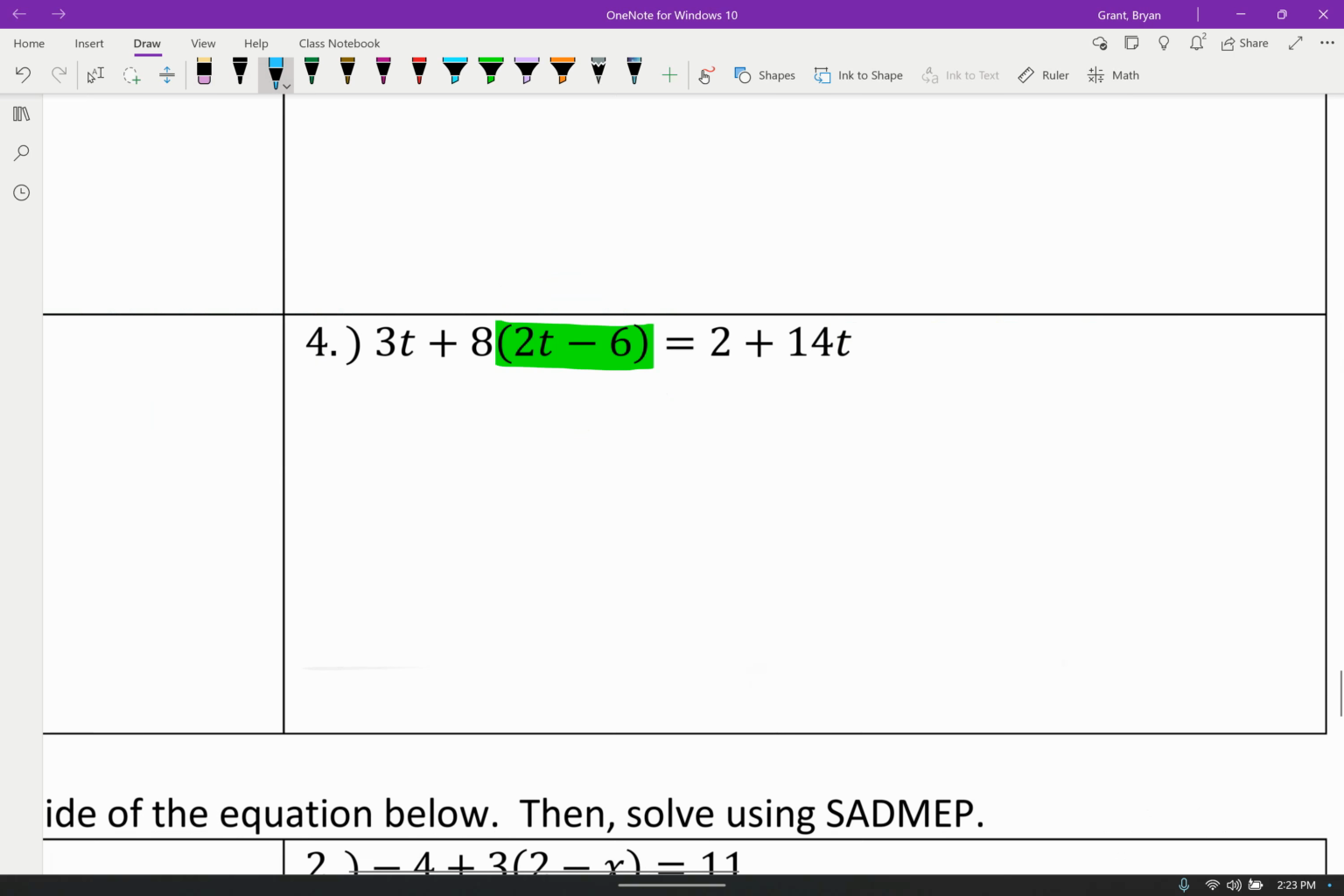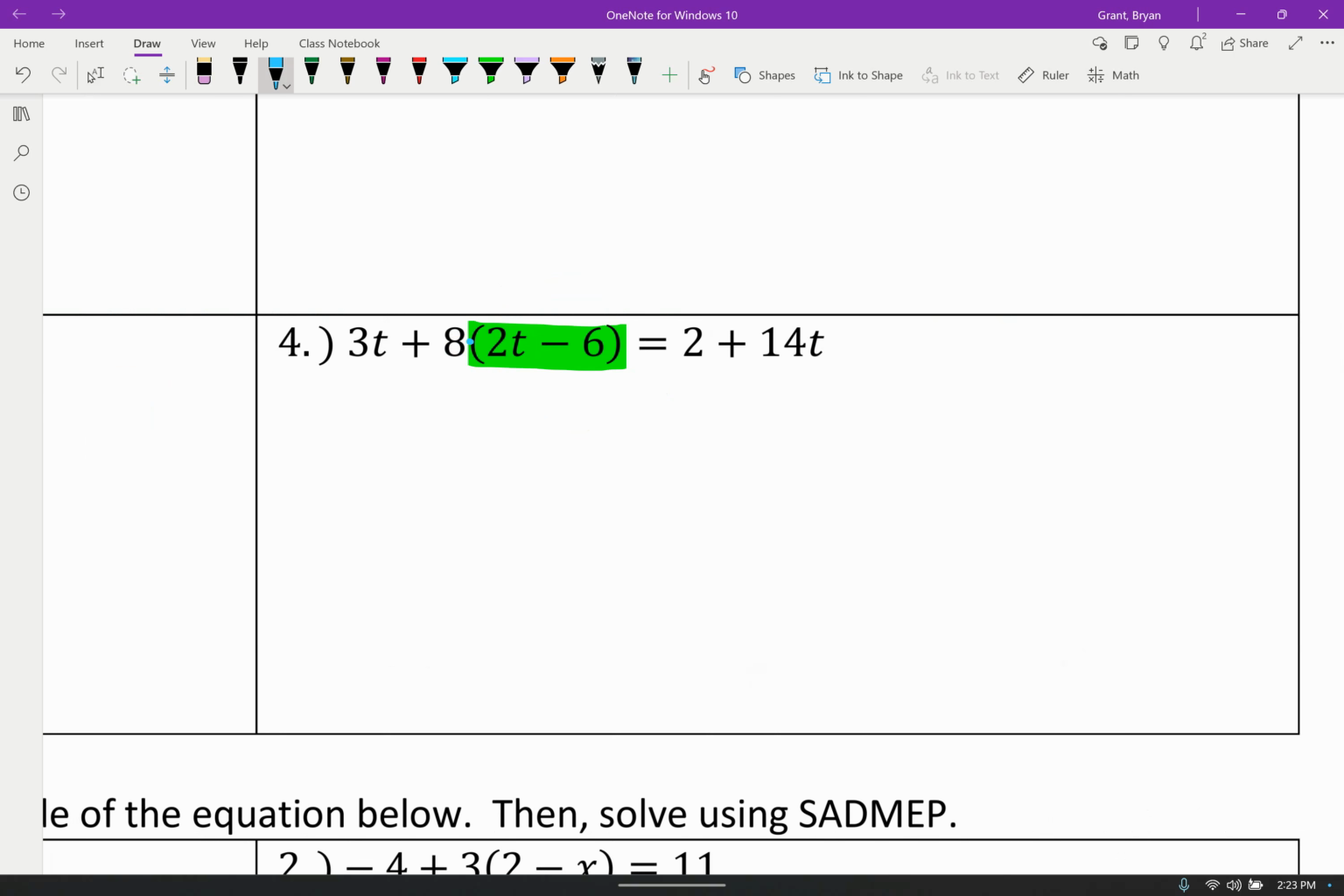Last but not least, there's a positive 8 multiplying. So bring down the 3t. That's not going to change. The 2 and the 14, let's change the order. 14t plus 2. Good practice to put your variable first. Now we multiply. 8 times 2 is 16. It's positive. And 8 times negative 6 is negative 48, so we write it as minus 48.